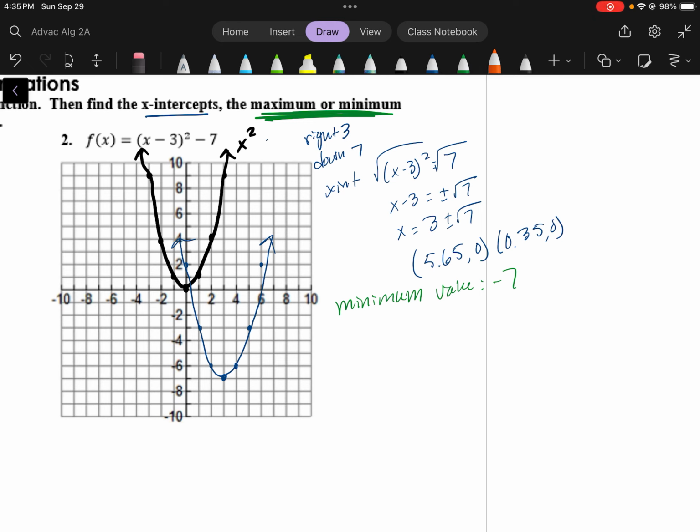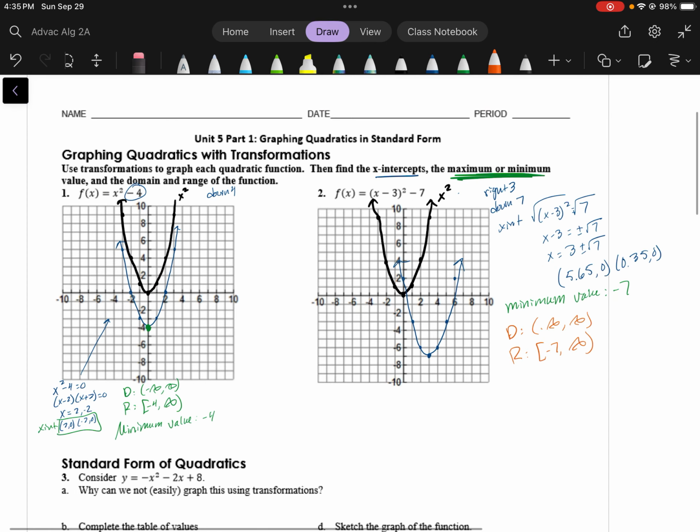Then you have your domain and your range. Nothing's changed there, -infinity to infinity. The range, the lowest point, again, we are hitting it at -7 all the way up to infinity. And then we have all of our points, okay? So a lot of that is review.